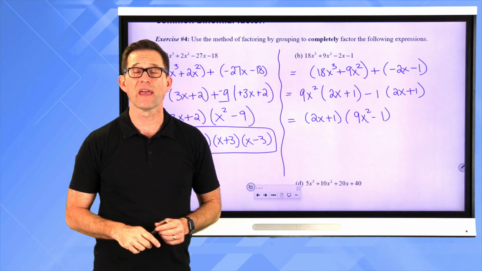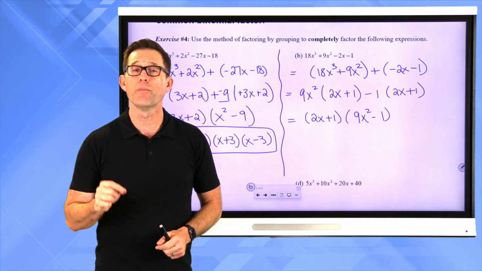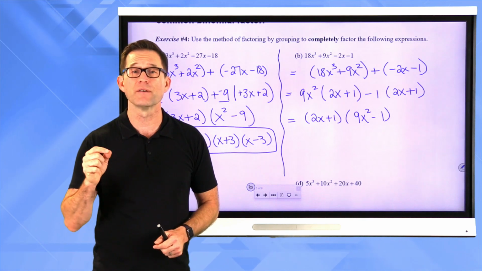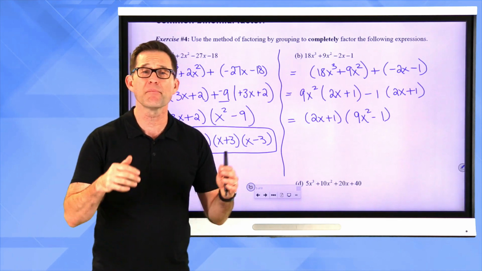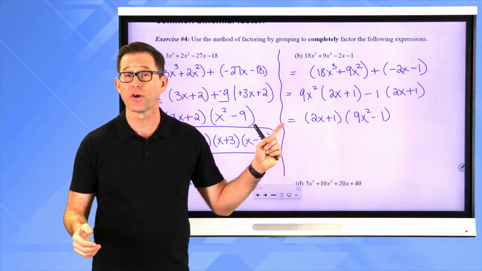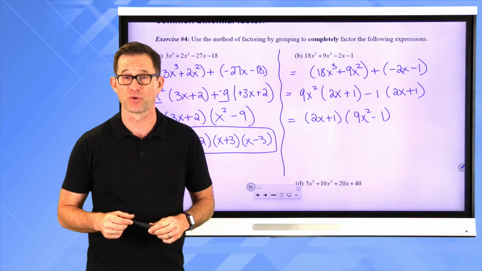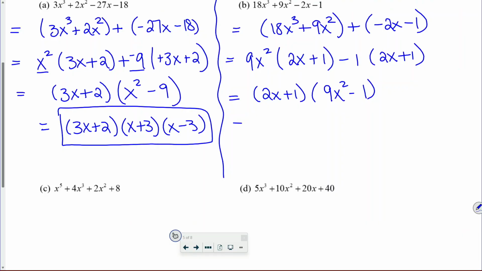Almost always in this case, if you can factor, big if you can factor, it will be by factoring the difference of perfect squares. There will not be any trinomials or any more GCFs. You've already taken care of the GCFs in that portion. And this one, in fact, can be factored as the difference of perfect squares. That'll be 2x plus 1 times 3x plus 1 times 3x minus 1.